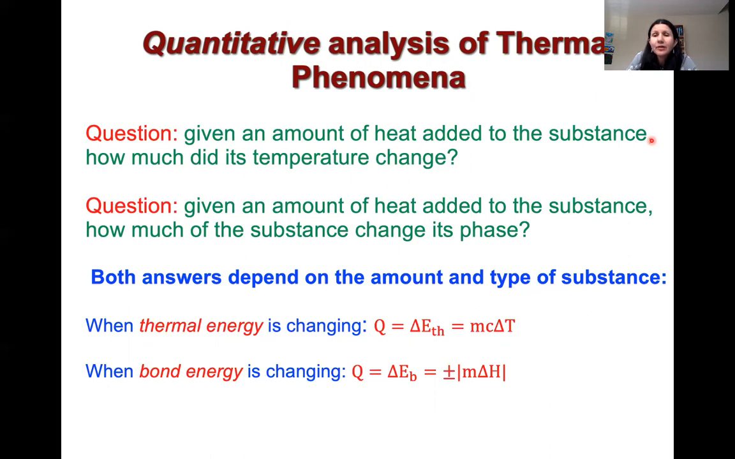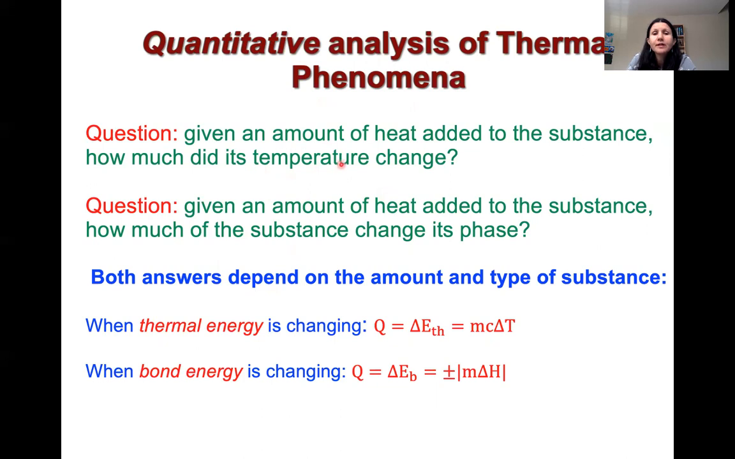And from that, how can you figure out how much the temperature of the water changed after, let's say, 1 minute? Or you could ask, given some amount of heat added to a substance, how much did that substance change its phase? So it could either be going through a temperature transition or a phase transition. These are the two things that we've been focusing on. So the answer is both of these things depend on the amount that you have and the type of substance.